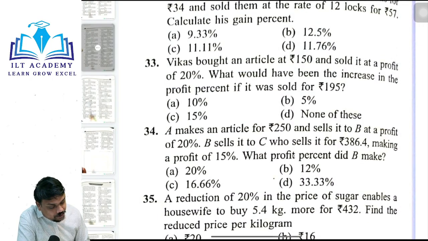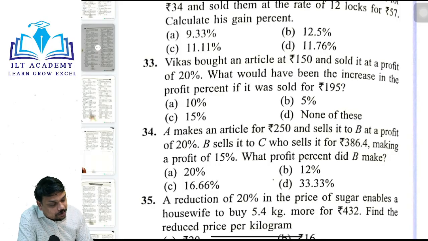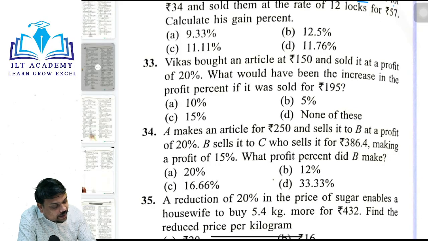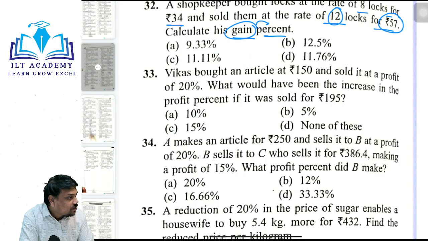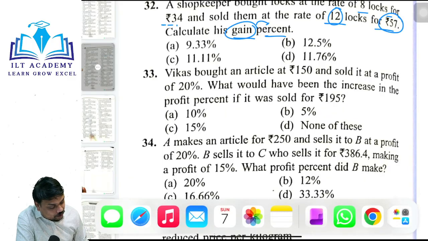Next question. What is the 32nd question? A shopkeeper bought locks at a rate of 8 locks for 34 rupees and sold them at a rate of 12 locks for 57 rupees. Calculate his gain percentage. Now see, 8 locks he bought for 34 rupees.